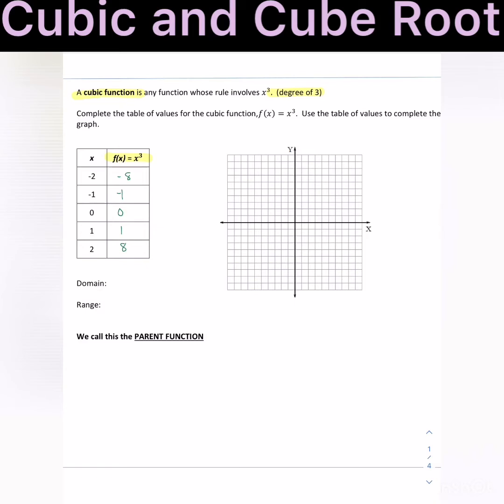And what we're going to do is come over to the graph here, and we're going to graph these points. All right, the first point we want to graph is negative 2, negative 8. So negative 2, negative 8 is going to be fairly low here. So let's find that location. Awesome. Negative 2, then down 1, 2, 3, 4, 5, 6, 7, 8 is going to be a point right down there. Then we have negative 1, negative 1, 0, 0, 1, 1, and 2, 8: 1, 2, 3, 4, 5, 6, all the way up here.